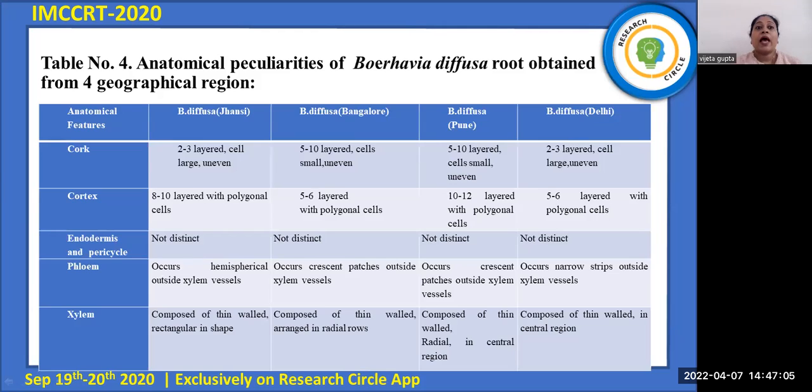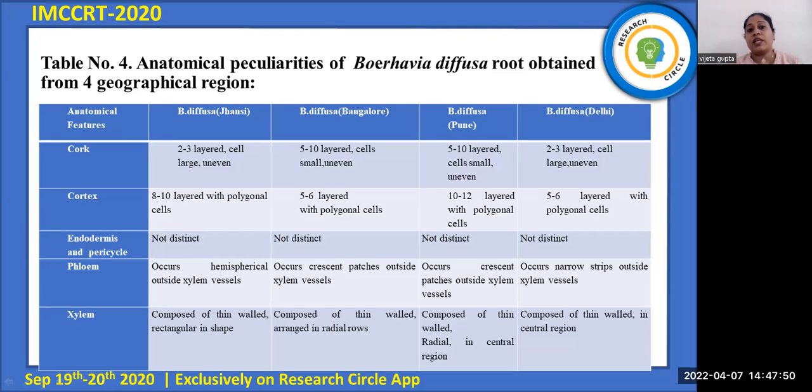Now, number 4 is the anatomical peculiarities of Boerhavia diffusa root obtained from 4 geographical regions. In this, we are going to study the TS of a root. We study cork, cortex, endodermis, phloem, and xylem. In the Jhansi region, the cork is 2 to 3 layered, with large cells that are uneven in size. In Bangalore, 5 to 10 layers of cork are there, and it is uneven. In Pune, it is 5 to 10 layered with very small, uneven cells. In Delhi, the cork cells are very large, but 2 to 3 layered.